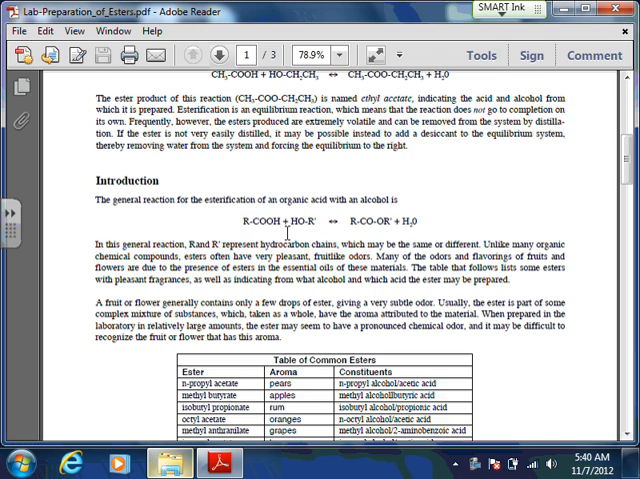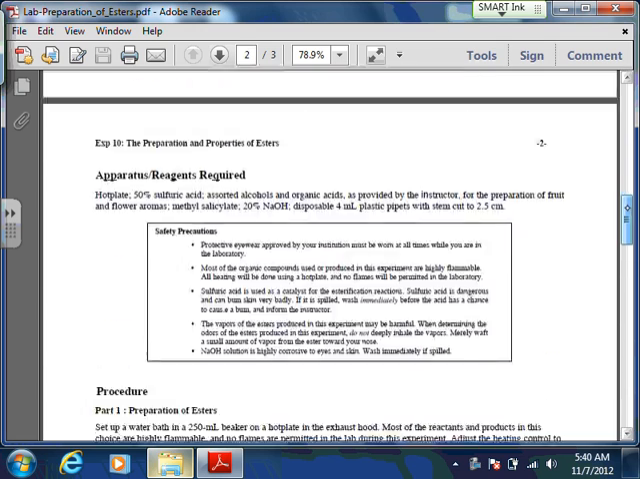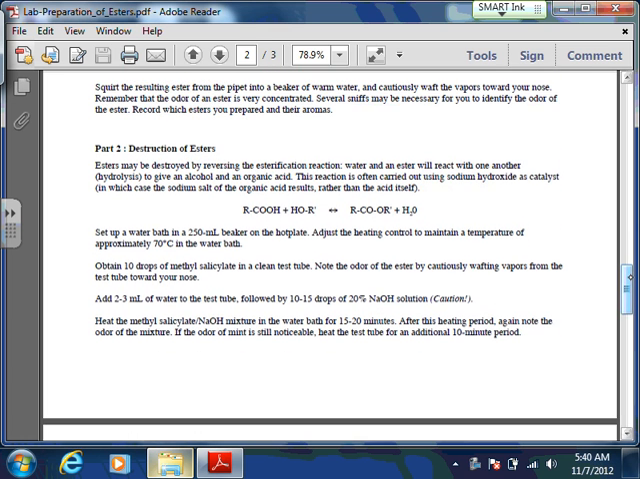We can do what's called a destruction, or what is it called here? Destruction of esters. I think it's also called saponification, but they're just saying that you're reversing the reaction here. So what you're doing on this one is putting an ester into sodium hydroxide, and then you're heating it up, and it actually breaks apart. So you're taking the reaction back this direction. What they're showing here with this double arrow is that this is a reversible reaction. It can go either direction.